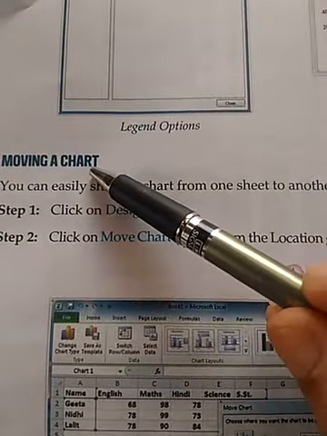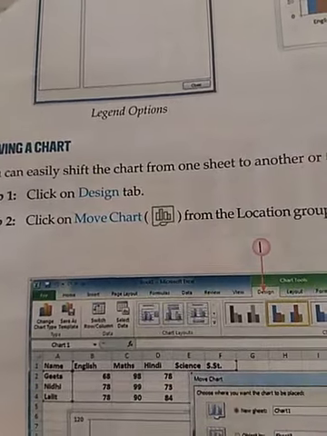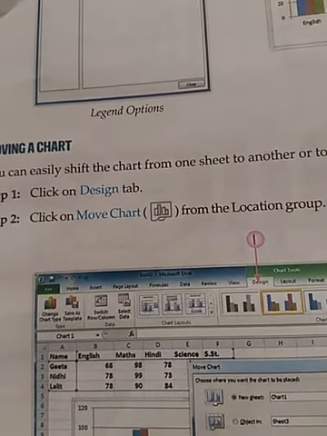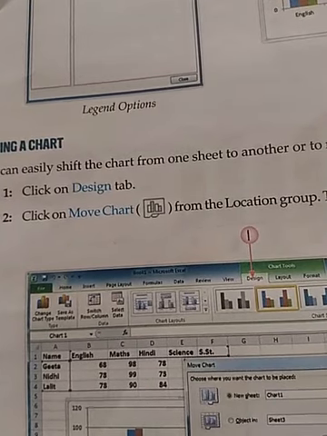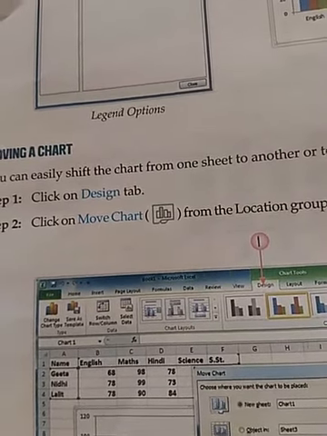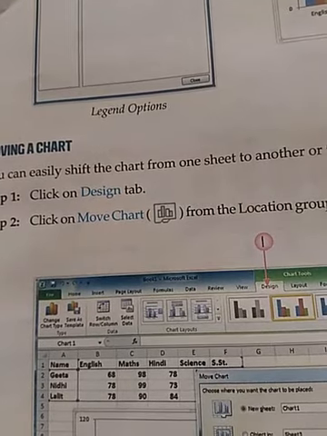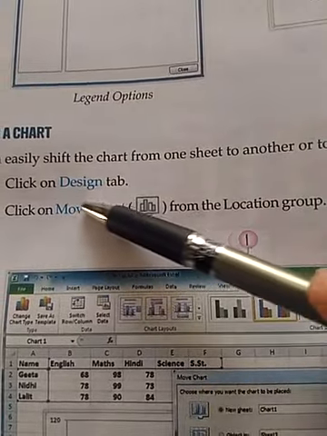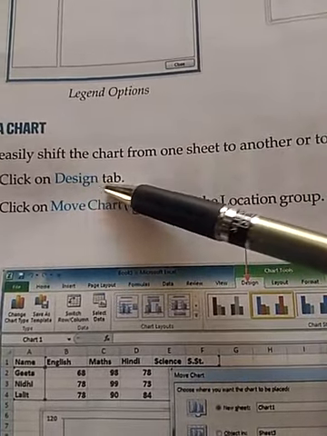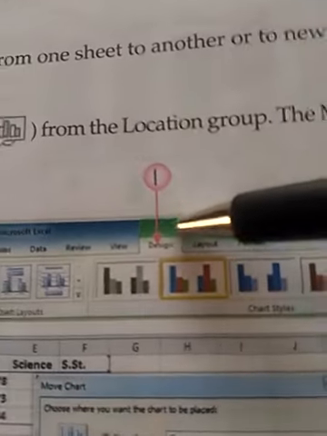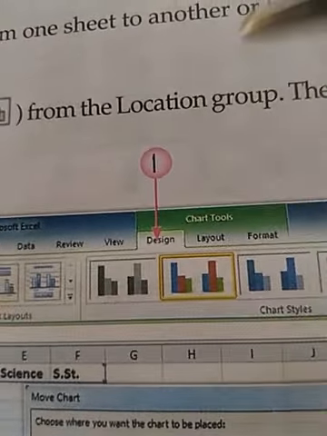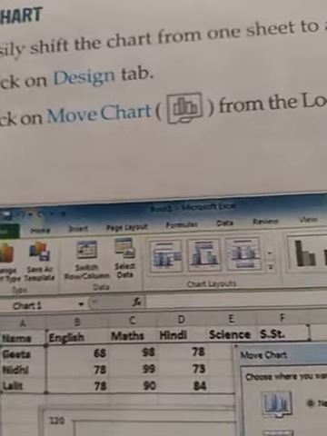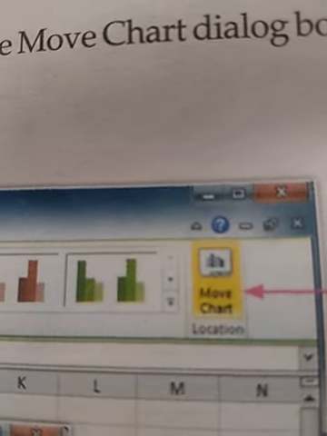Now moving a chart. By default, the chart appears on the same sheet on which the data range is present. But if you want to shift the chart to the next sheet, then this can be done very easily. First, you need to select the chart. First you select the chart, then go to the design tab. In the design tab, you will find an option to move chart.